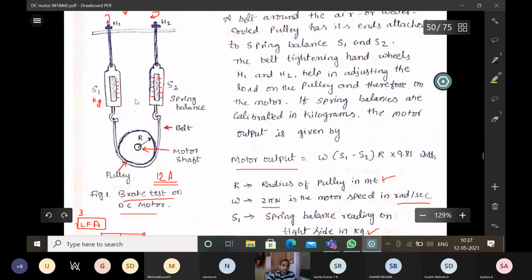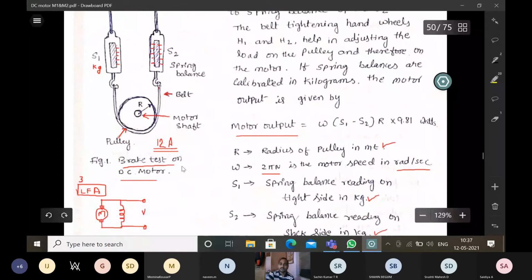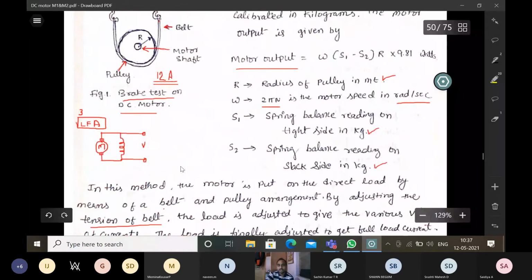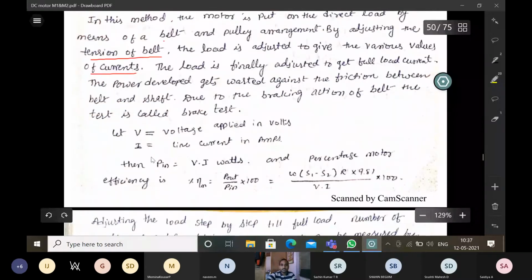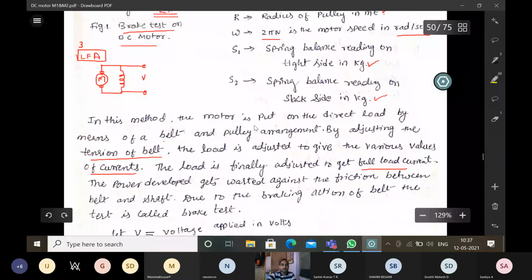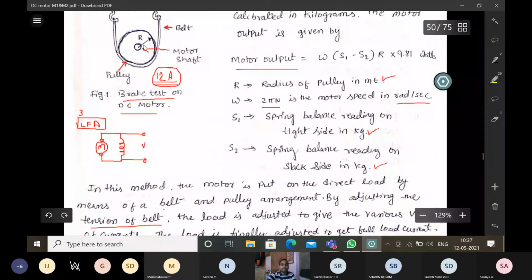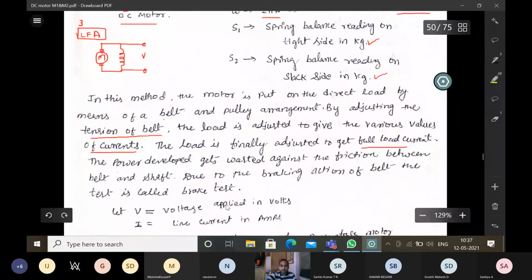In the DC shunt motor, you cannot run the motor with full load directly. Initially it will run at no load condition, and then you put the load on. That is the method of doing the test here. The load is adjusted to give various values of current, and finally adjusted to give the full load current. The full load current depends upon the rating of the motor, and you have to observe it in the nameplate details.